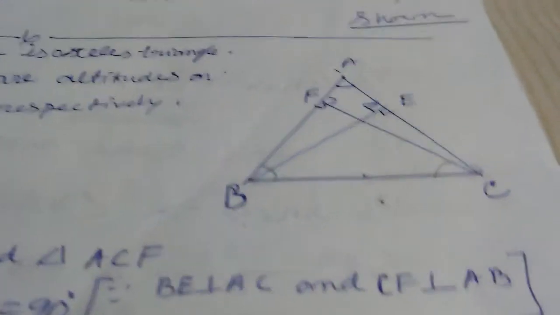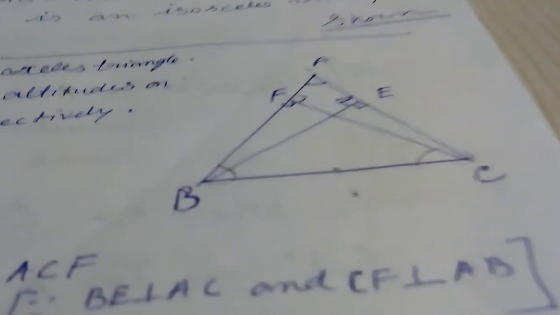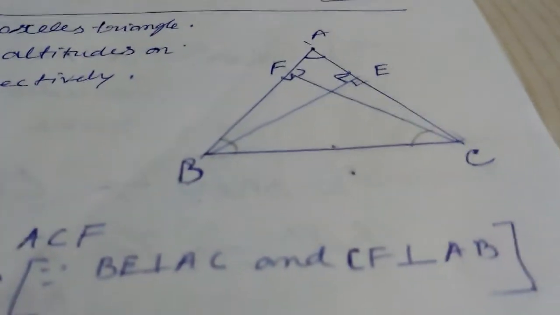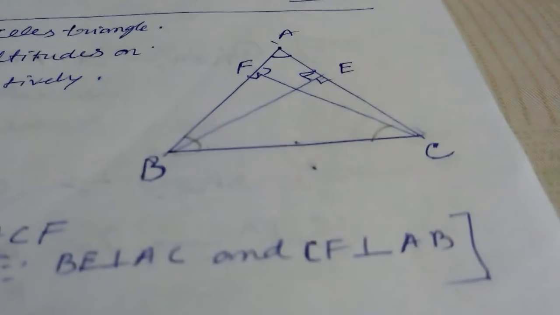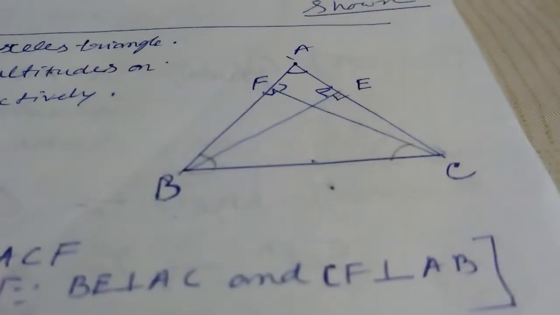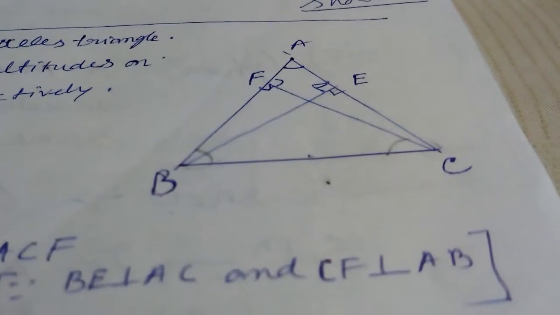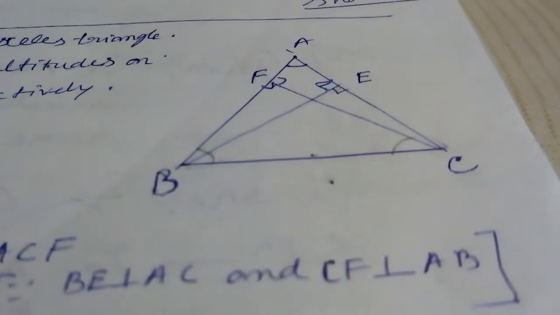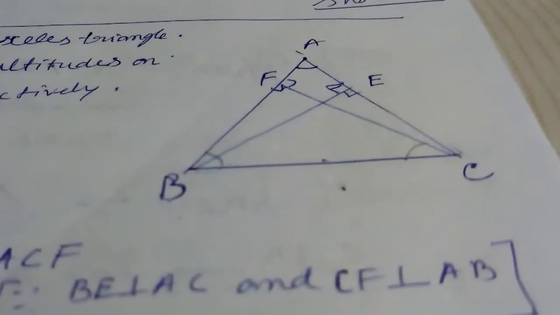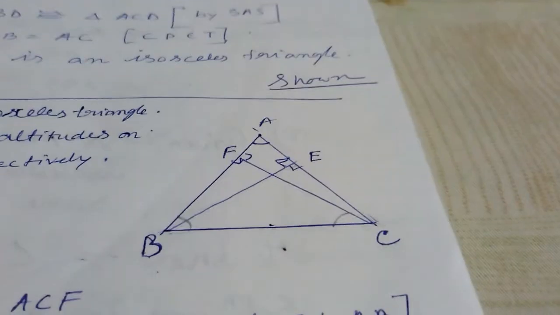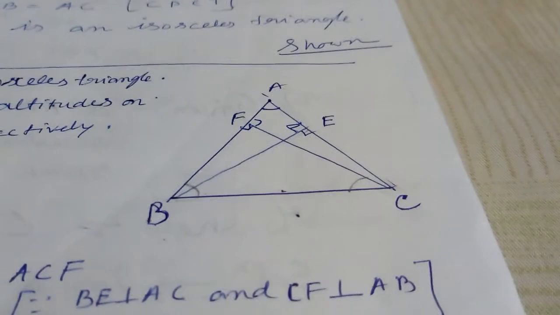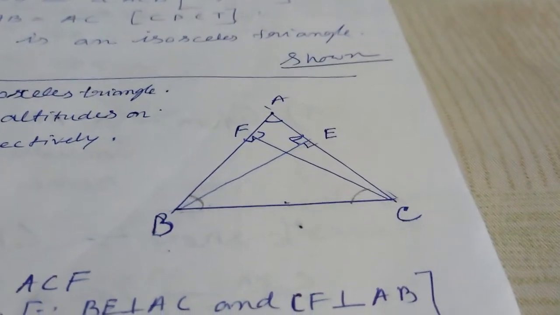In number 3, it is given that ABC is an isosceles triangle in which altitudes BE and CF are drawn to equal sides AC and AB. To show that these altitudes are equal, that is, we have to show that BE is equal to CF. Now, the solution.